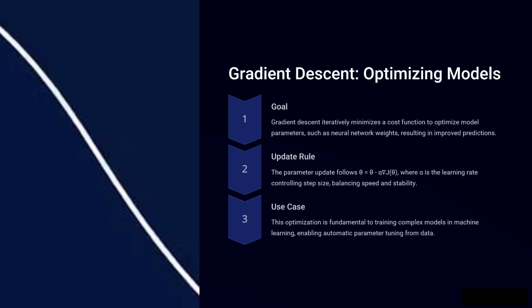Gradient descent, optimizing models. Goal. Gradient descent iteratively minimizes a cost function to optimize model parameters, such as neural network weights, resulting in improved predictions. Update rule. The parameter update follows: theta equals theta minus alpha times the gradient of J with respect to theta, where alpha is the learning rate controlling step size, balancing speed and stability. Use case. This optimization is fundamental to training complex models in machine learning, enabling automatic parameter tuning from data.